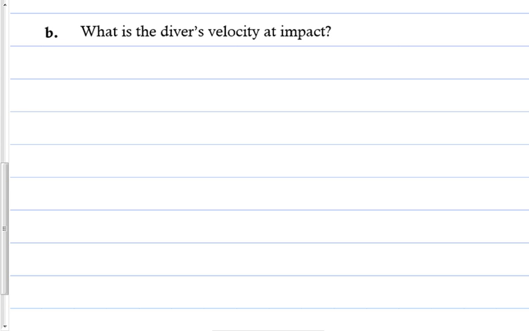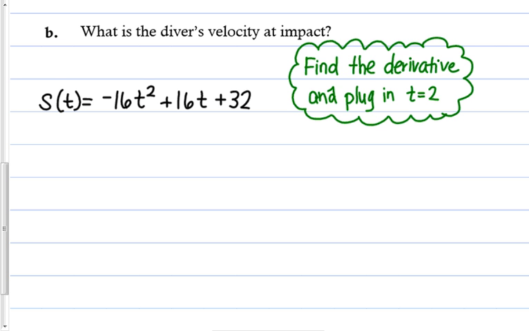All right, next up, B. What is the diver's velocity at impact? What I'm trying to figure out is how fast he was going at the time that he hit the water. I need to figure out the velocity. It's the derivative. So we're going to find the derivative and plug in t equals 2, the 2 seconds that we got from A, because that's the time that he hits the water. We need to figure out how fast he was going. So we're going to derive.